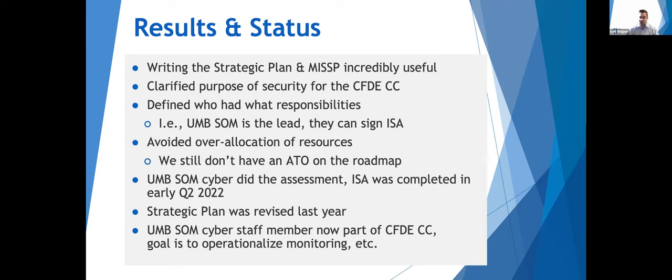By thinking about this in terms of any contractual obligations in addition to the actual needs of risk management, we still don't have an ATO explicitly on the roadmap. Our goal is to continue maturing our security processes so that we're prepared for the next step, et cetera. So we also, UMB did the internal assessment.